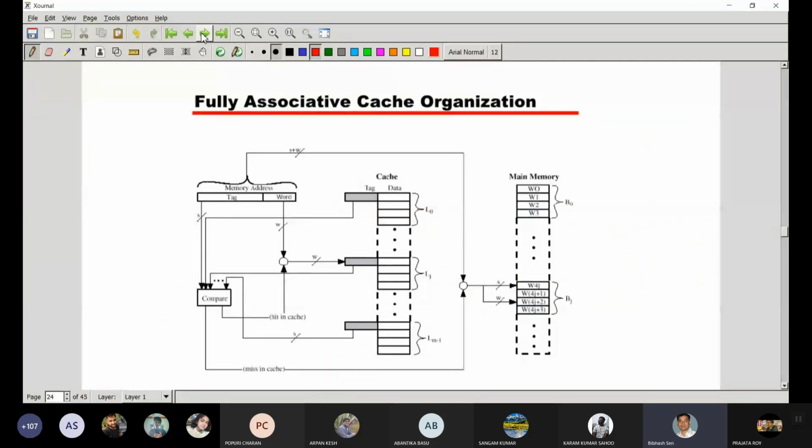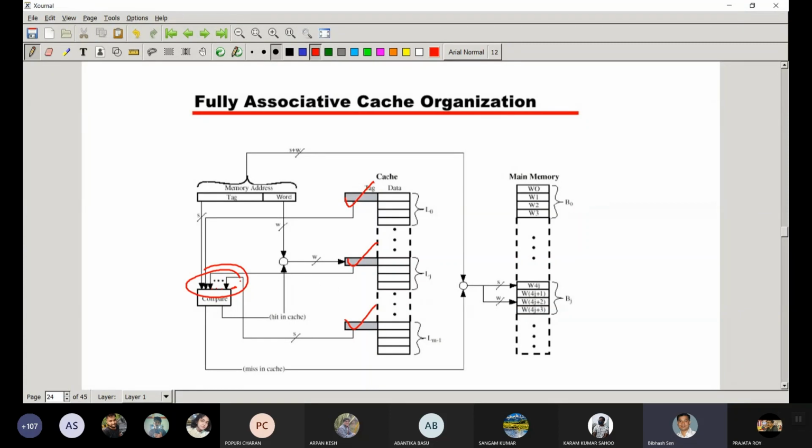So here is the sample I have given. Individually, the dots I have given are to show that each of the tags will be compared. There is the compare circuit, and each time each of the tags will be compared, and finally I have to find out my match.